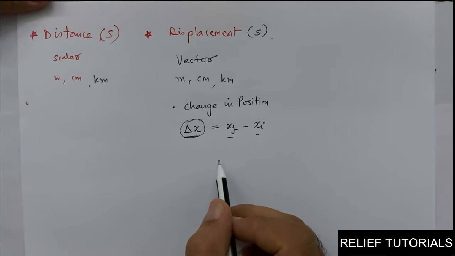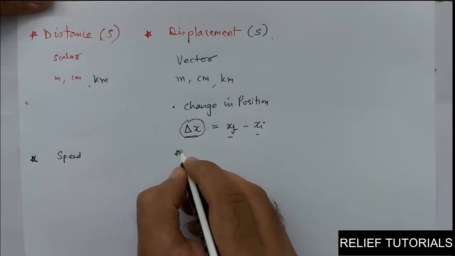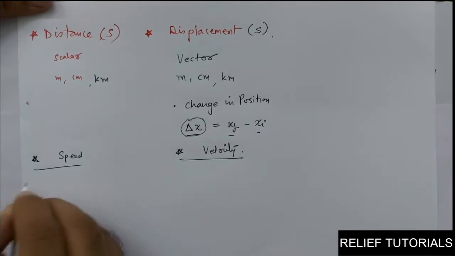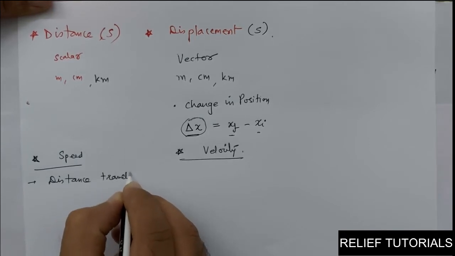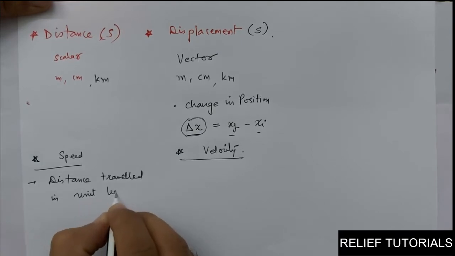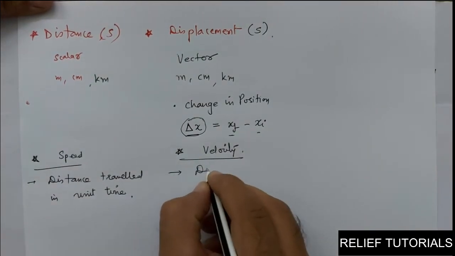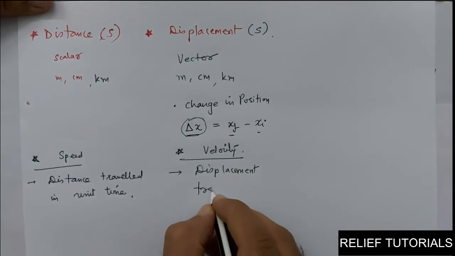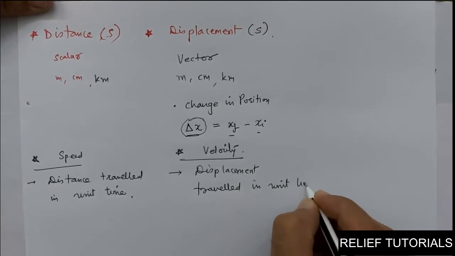Based on these, we have seen two important quantities, speed and velocity. Let me recap it fast. Speed means distance traveled by a moving body in unit time. Distance traveled in unit time. And velocity means displacement traveled in unit time.